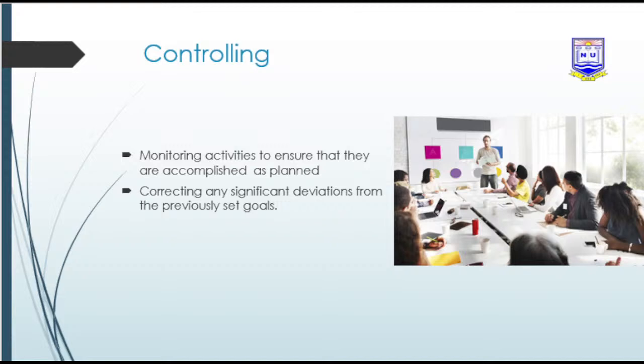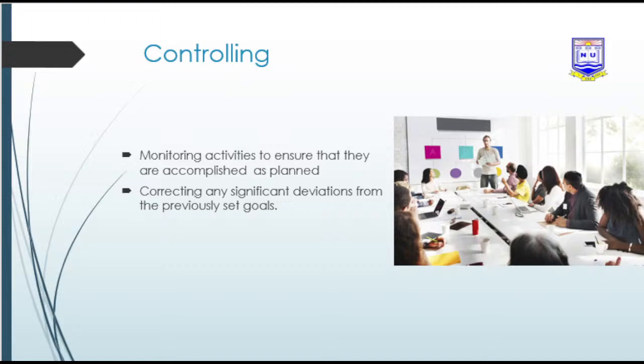So looking at that, we also need to look at controlling. Managers need to be able to control, to monitor the activities, to ensure that they are accomplishing tasks as planned. Otherwise, if you don't control the activities, it is possible that one activity might delay another. So how are you going to monitor them? How are you going to control the activities and tasks that are supposed to be executed on time?